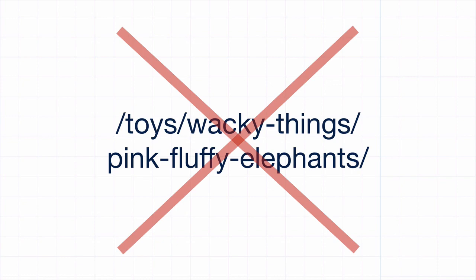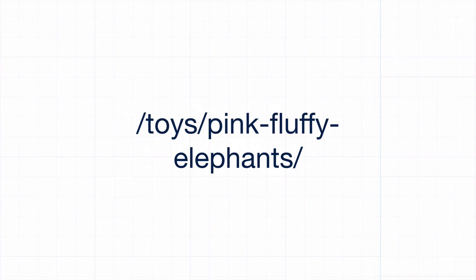So for example, rather than having /toys, /wacky things, /pink fluffy elephants, you just have something like /toys, /pink fluffy elephants. Like, don't stuff all these little categories in there and make it extremely long. Keep it as short as you possibly can. This is still pretty long, but it's necessary for the product to have that sort of categorization and just to have the product name in there, so it's totally fine. But keep it as short as you possibly can. If you can keep it short on this, then go for it.